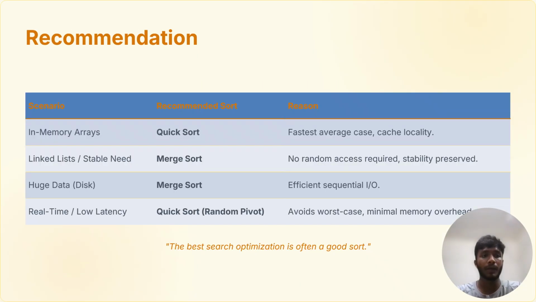Now I'm going to talk about recommendations. In the scenario of an in-memory array, we use quicksort for faster average case and cache locality. For a linked list or when stability is needed, we use merge sort, as no random access is required and it provides stability. For huge data like on disks, the more efficient choice is merge sort, and for real time or low memory use, quicksort is used.